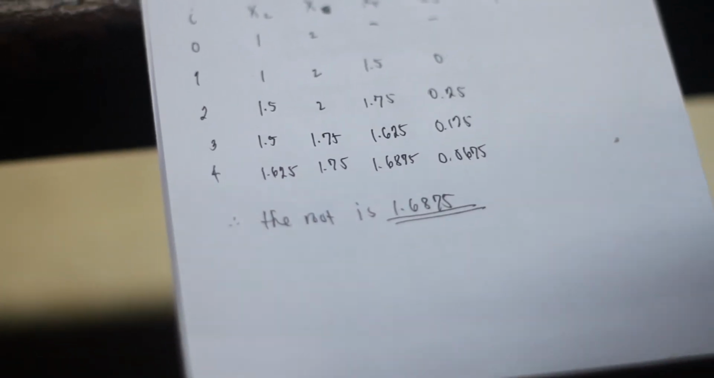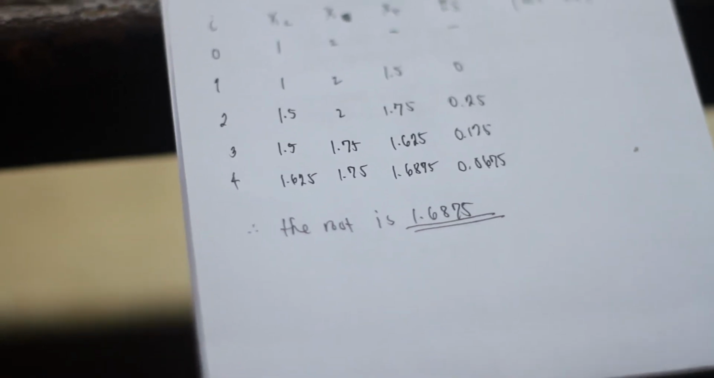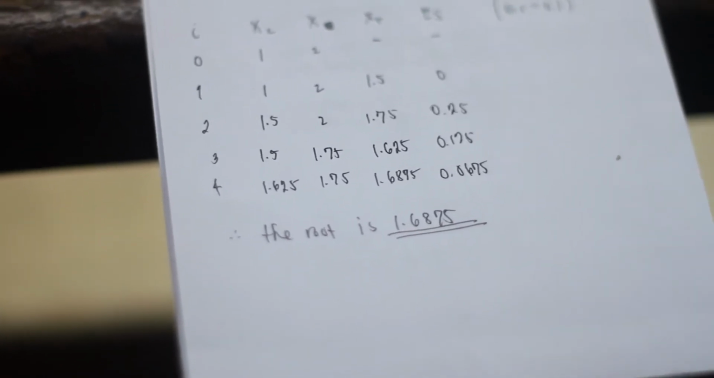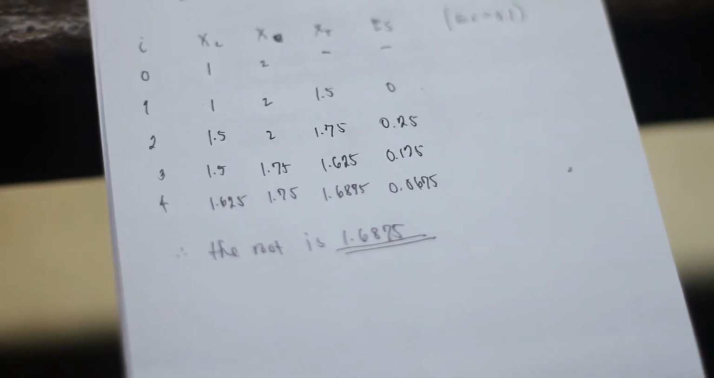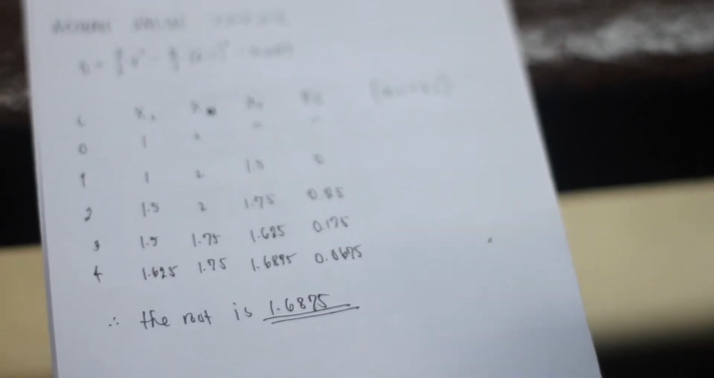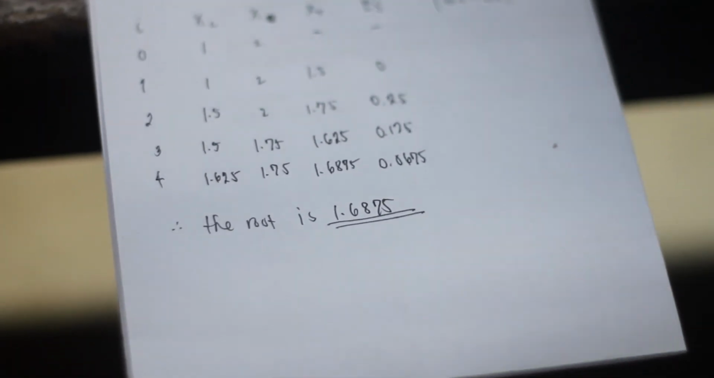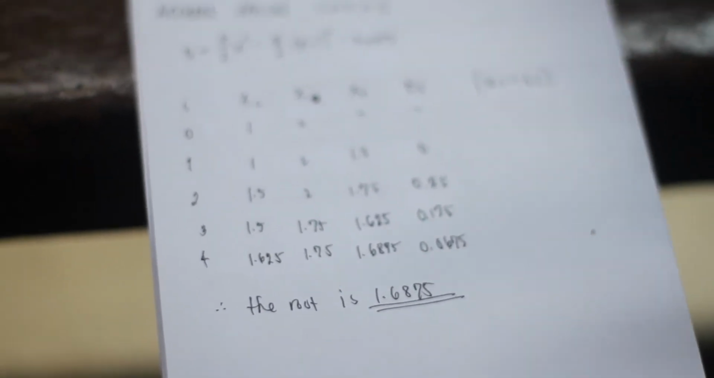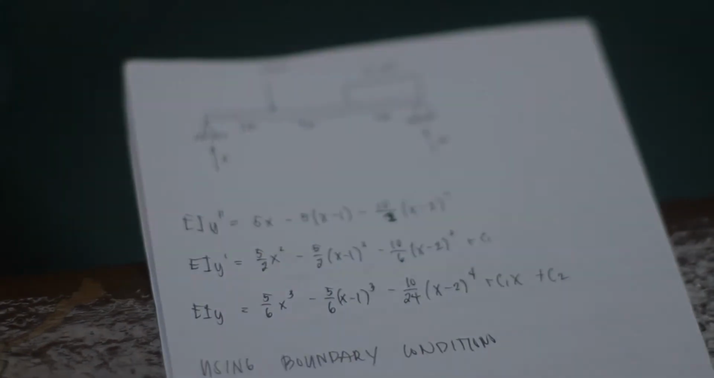The fourth iteration is XL is 1.625, XU is 1.75, XR is 1.6875, and the error is 0.0675, which is the accepted value, and therefore the root is 1.6875. So that's how you use the bisection method on strength of materials problems like this simply supported system. Thank you.